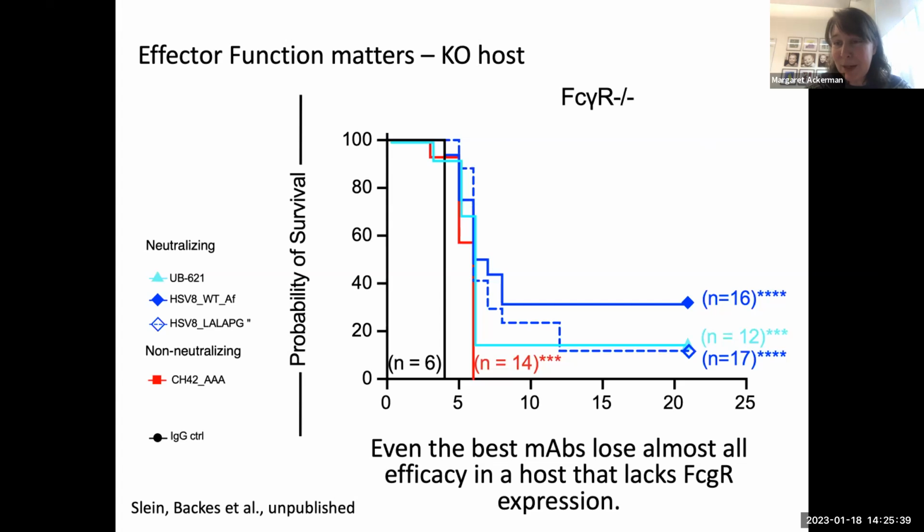Similarly, if you repeat these experiments in mice that lack FcγR receptor expression, even the most protective neutralizing antibody is severely compromised in terms of its ability to protect against HSV mortality in this model. So you see the HSV8, which exhibited very complete protection in a wild type mouse, is protecting less than half of the animals when they lack FcγR receptor expression. So even the best antibodies lose almost all their in vivo efficacy in a host where effector functions are compromised.